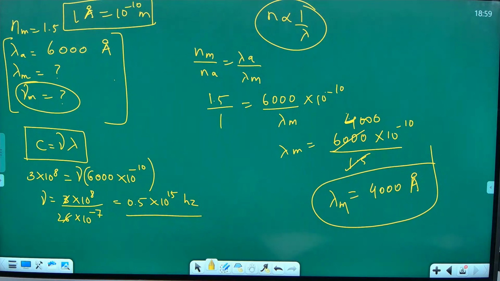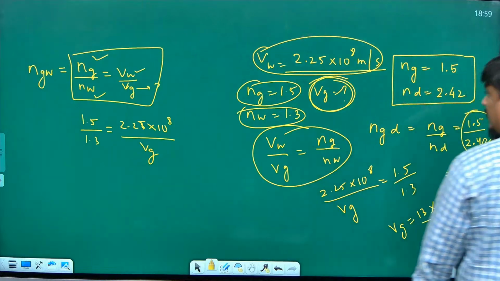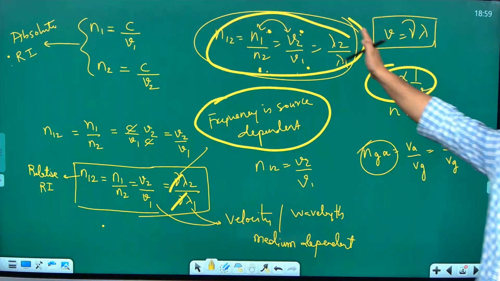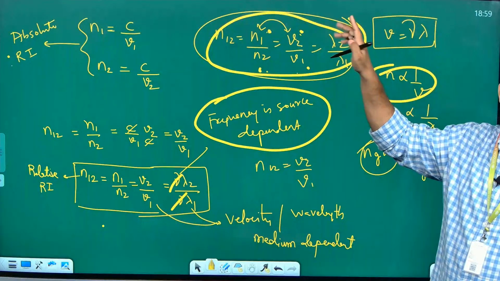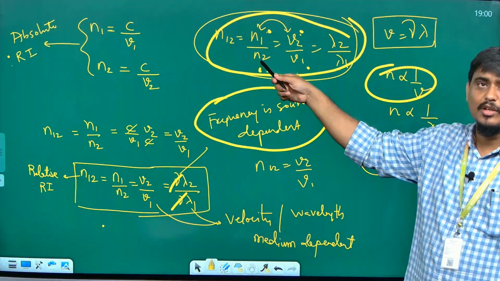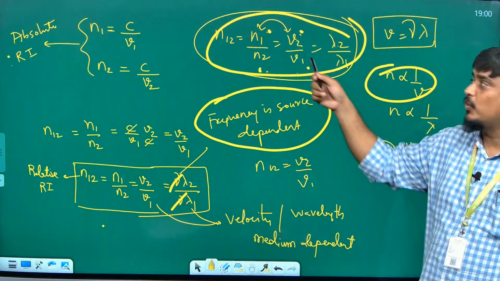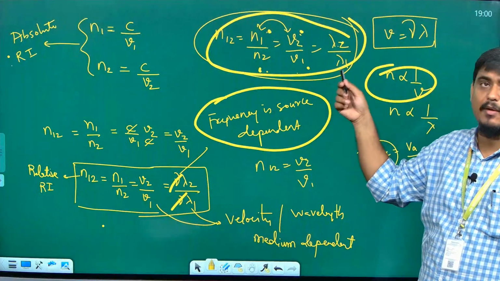Sir, can you repeat how you found the wavelength? Yes, I will repeat. I said some time before, see this formula only we are using, only one formula. This formula only we are using in all the numericals. See this formula, Pritham. I said N12 is equal to N1 by N2 is equal to V2 by V1 is equal to lambda 2 by lambda 1. So N1 by N2 is equal to lambda 2 by lambda 1, right, Pritham?